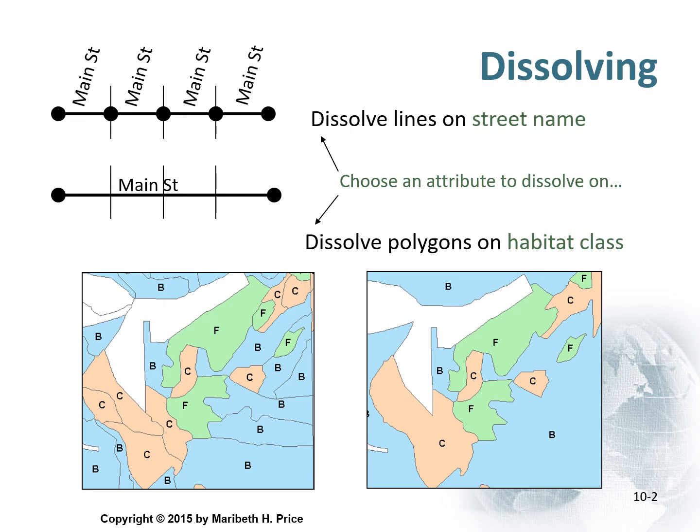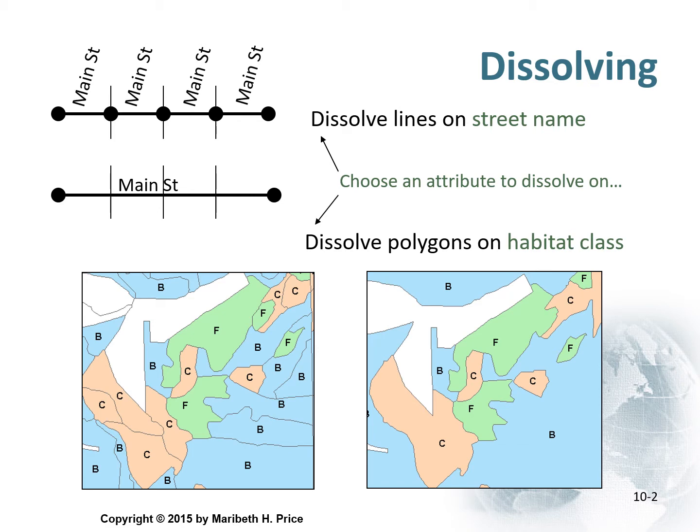And so when you start doing overlay functions, a lot of times what happens is you end up with lots and lots and lots of tiny little polygons. And sometimes it's better if we join those together. And so what we can do is something called a dissolve.